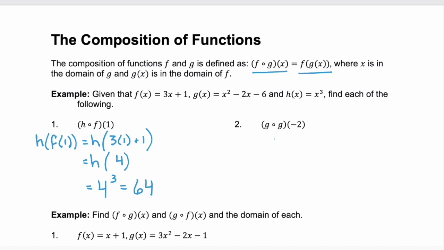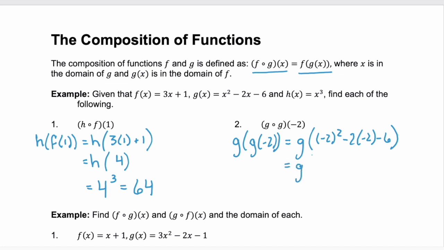Now let's look at example 2, g of g of negative 2. That wants to know g of g of negative 2. So first, we're going to substitute in negative 2 into the function g. And that's negative 2 squared minus 2 times negative 2 minus 6. We simplify that and we get 4 plus 4 minus 6, or g of 2.